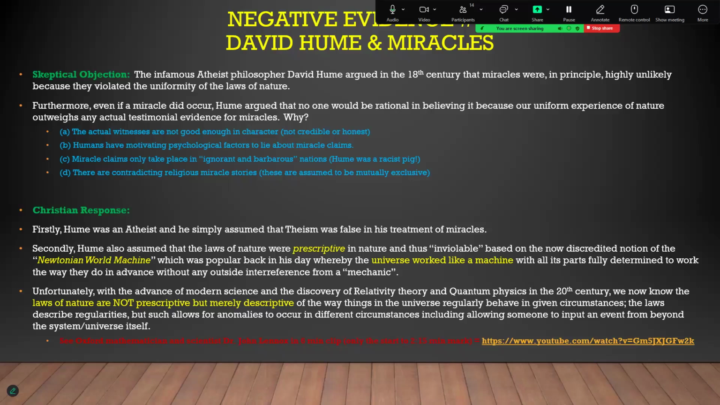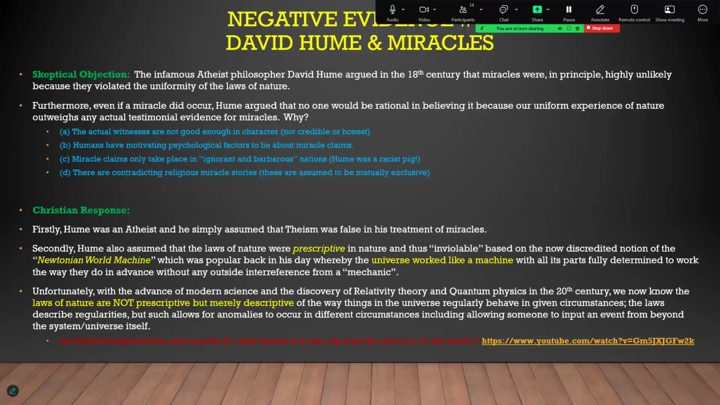And they had this notion of laws of nature in the 1700s. It was called the Newtonian world machine. So they saw the laws of nature as kind of like legal laws today, where you can't violate the law. And they saw that the universe worked like a machine. Maybe at best, the machine was set up, and that's how it works. There can't be any outside input from a mechanic who can go into the machine and change things up.